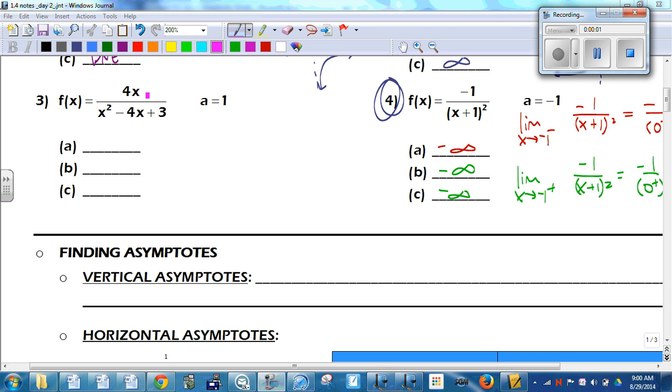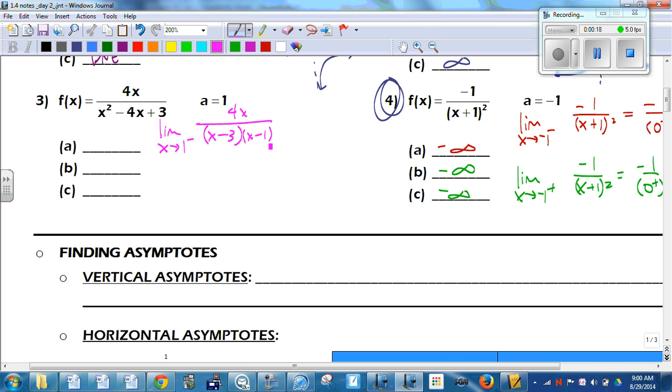When we put 1 in here, we're going to get 0, I'm sorry, we're going to get a number over 0. But since this is a little more complicated on the bottom, I'm going to go ahead and factor that out. So the limit as x approaches 1 from the left, we have 4x over (x minus 3) times (x minus 1). Nothing cancels out or anything like that.